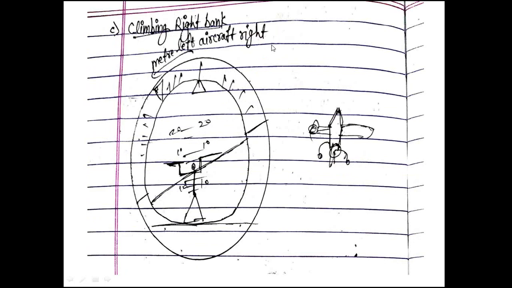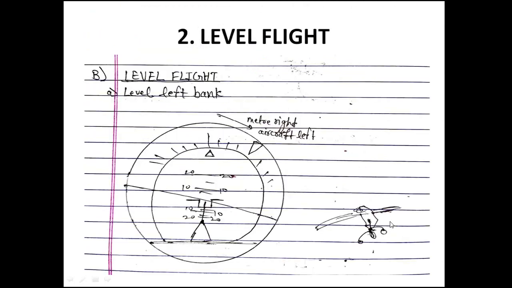Now climbing along with right banking. For right banking, you are climbing, more sky visible, less ground. Now you are right banking, it means the meter is turning to your left and the aircraft is turning to your right side. Now second comes level flight, which means an equal portion of sky and ground is visible to you. Now level flight along with left banking: meter right, aircraft turns left.